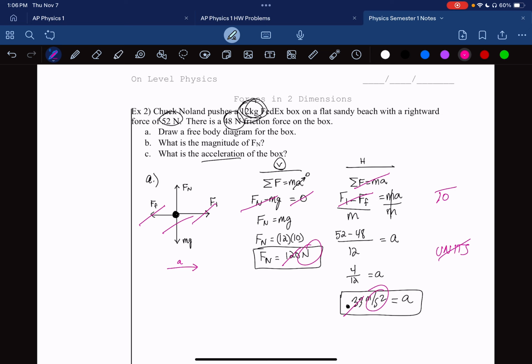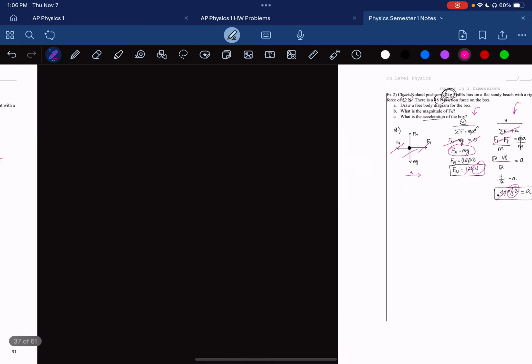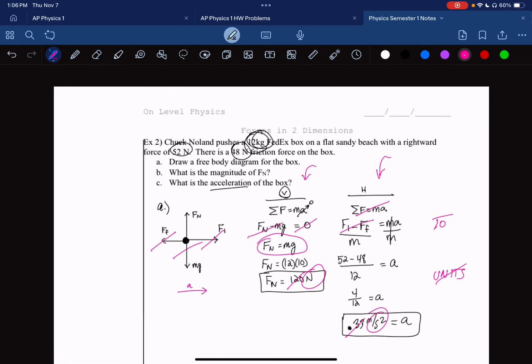On your assignment, I think I mostly ask you for the horizontal equation. I think there's only one or so that asks for the vertical equation. Because, as you notice, the vertical equation looks very similar every time we do it, where Fn equals mg. By the way, this doesn't always happen, but in these problems it does. And that's it for forces in 2 dimensions.